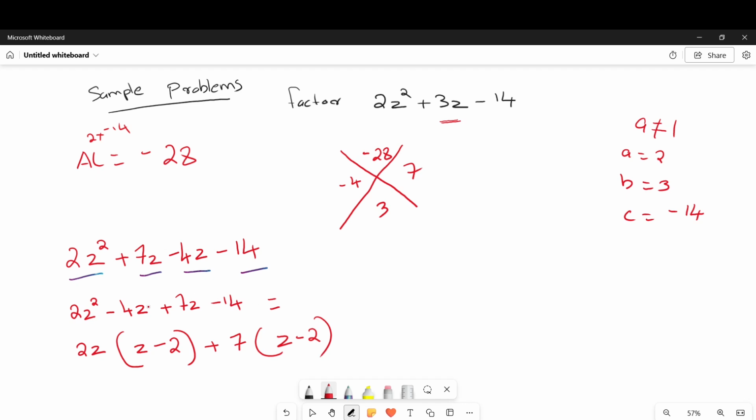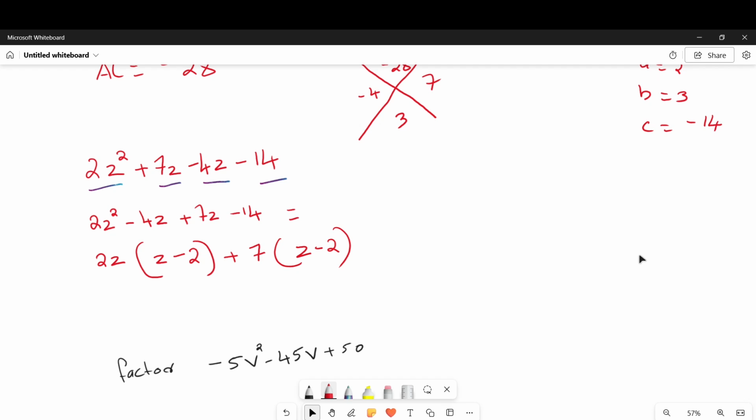Okay, again we need to group and factor out, and we're going to reach the answer. So z minus 2, z minus 2, both sides z minus 2 is there. So z minus 2 factors out, and what's remaining here? Yeah, 2z plus 7. So this is the final answer of this equation.